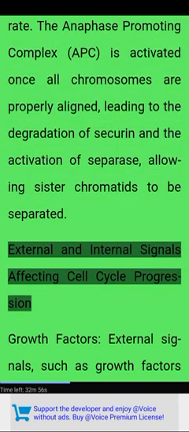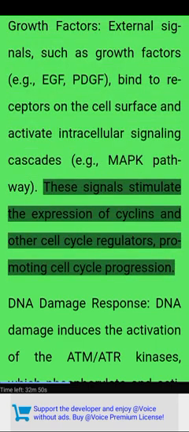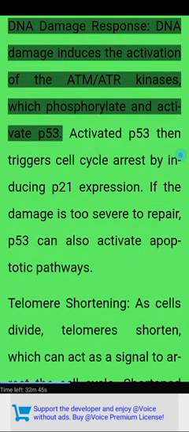External and internal signals affecting cell cycle progression. Growth factors. External signals, such as growth factors, e.g., EGF, PDGF, bind to receptors on the cell surface and activate intracellular signaling cascades, e.g., the MAPK pathway. These signals stimulate the expression of cyclins and other cell cycle regulators, promoting cell cycle progression.